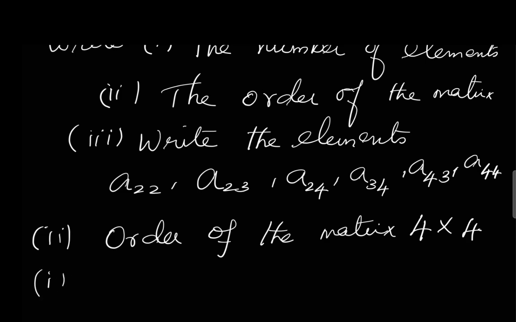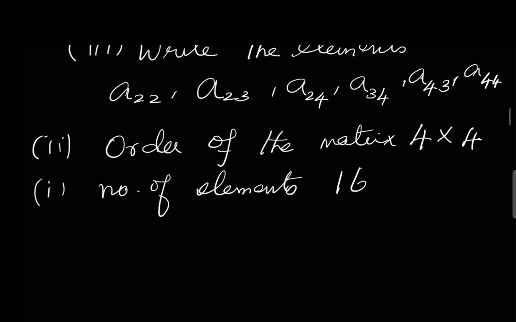Now come to the answer for the first question. Number of elements. Just multiply these two numbers, the number of rows and number of columns. 4 fours are 16. So the number of elements is 16.